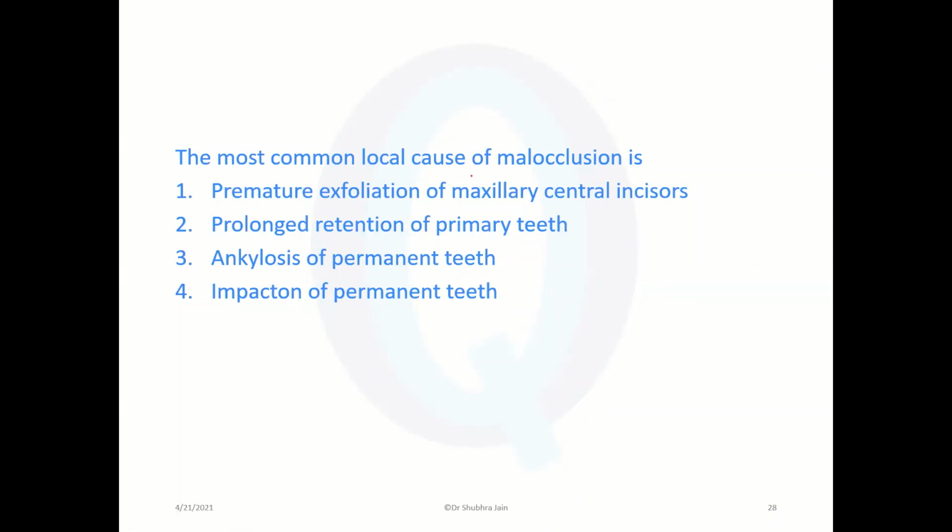Okay, so the most common local cause of malocclusion is premature exfoliation of maxillary central incisors. Now this is from a book, and you have to remember this. If you ask me, what is the most common local cause of malocclusion, then the correct answer would be caries. Okay, but I have not published it, so don't go with this answer.